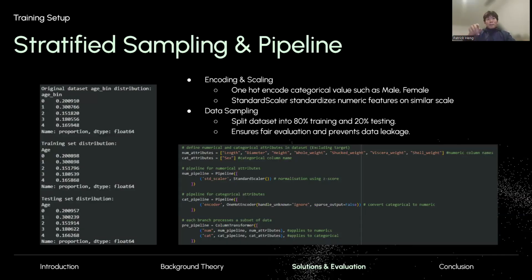In this step, we prepare our data for modeling by using stratified sampling to split the data into 80% training and 20% testing. Then we build a pipeline to preprocess the features. Numerical features are scaled using a Z-score scaler, while categorical features like male and female are encoded using one-hot encoding. Then we combine those features using a column transformer.